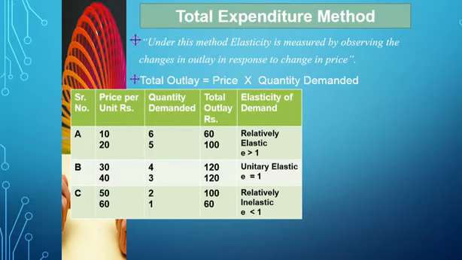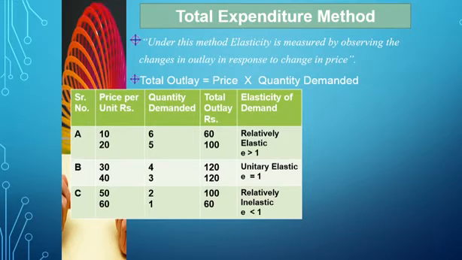This is relatively inelastic demand. In such a case, the demand curve has a steeper slope. In case B, that is unitary elastic demand, the demand curve is a rectangular hyperbola, and in case A, relatively elastic demand, the demand curve has a flatter slope.